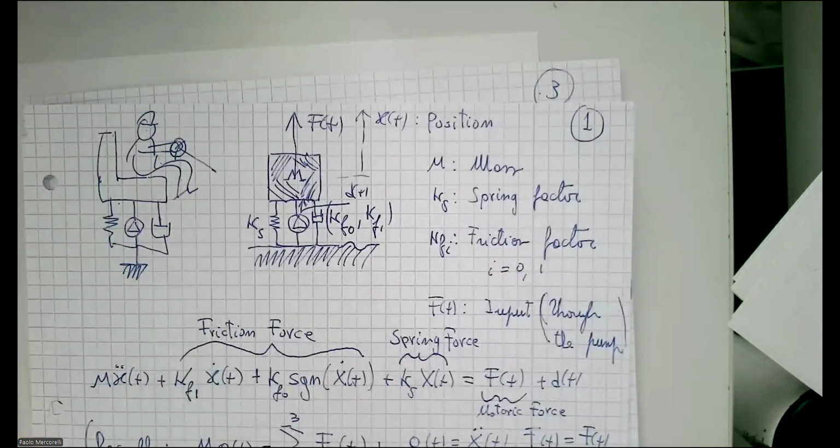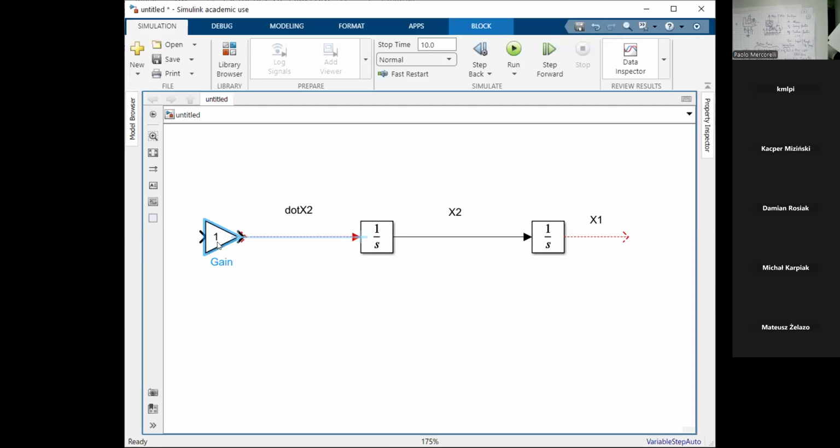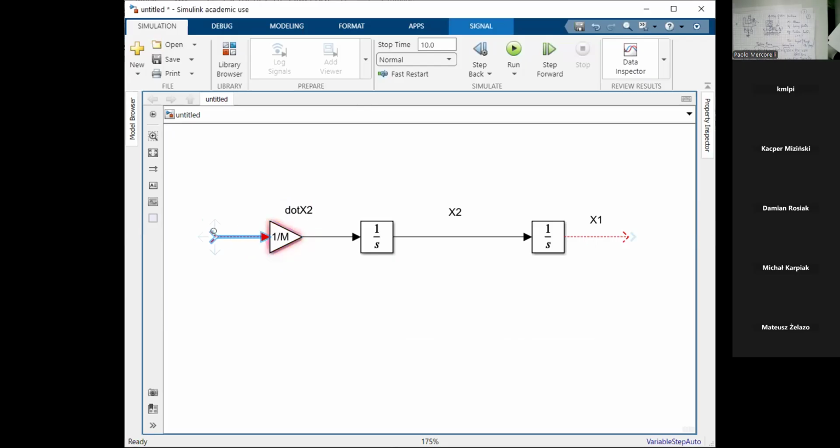Let me write this in MATLAB. To write this in MATLAB is easy because from common use blocks, I can consider this block here. I can write here inside 1 divided by m, as I told you. And here, what I have is the sum of all forces acting on the mass. Because here the acceleration, excuse me.